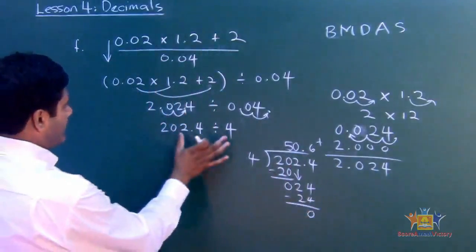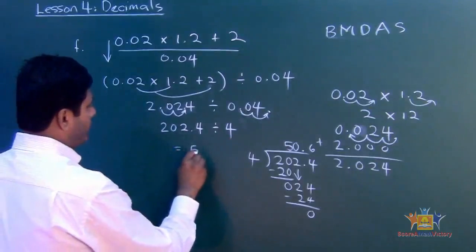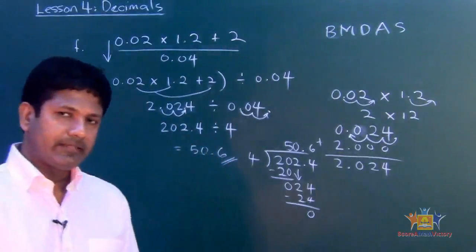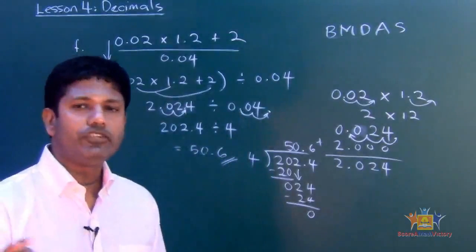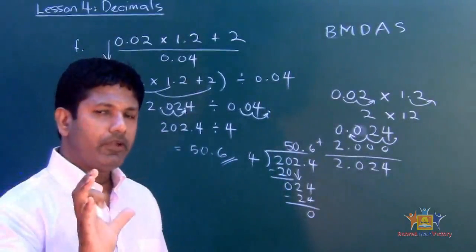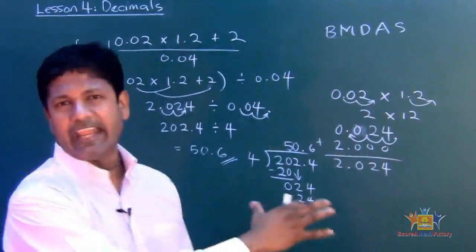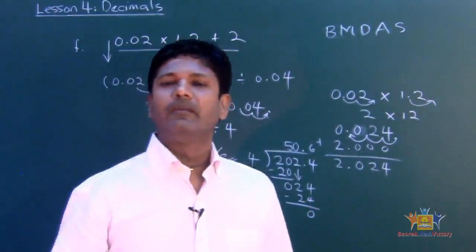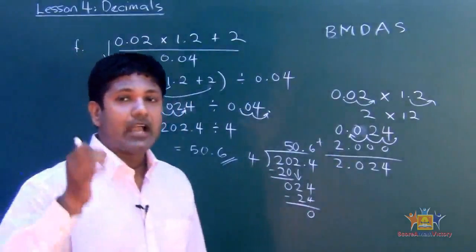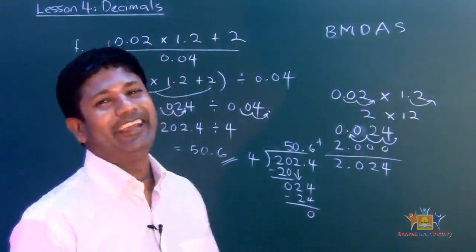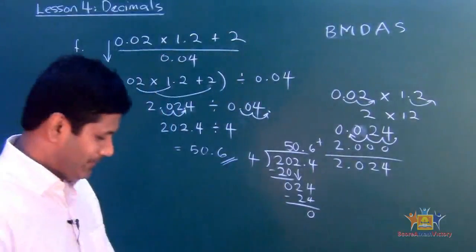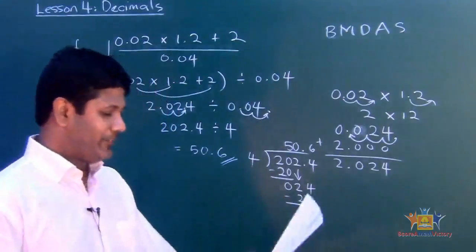So when we divide this, it gives me 50.6. Now do I bring the decimal back? No, not with division, because the method we used for division is forget it. When you forget something, you're not going to remember it back. But with multiplication, it's forget now, remember later. Okay, good. That's the answer for problem letter F. Let's go to the next one, G.